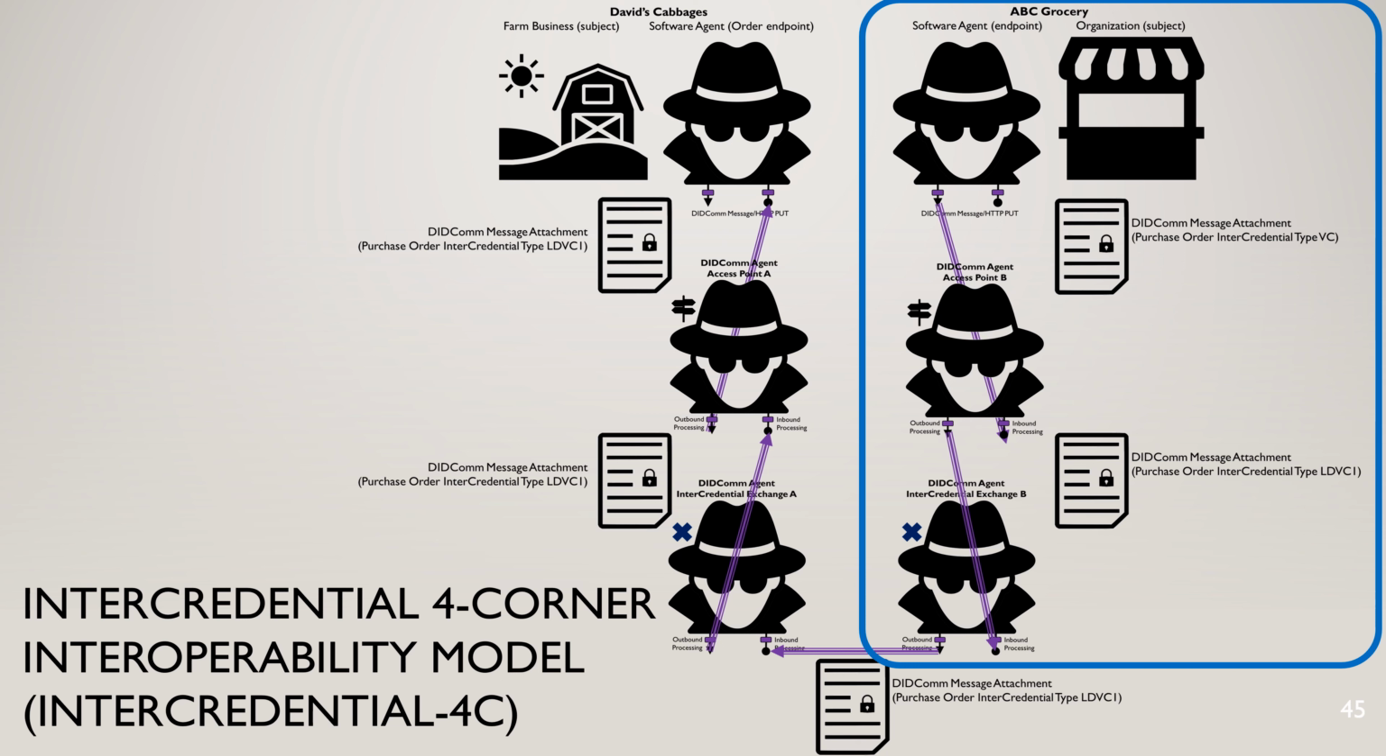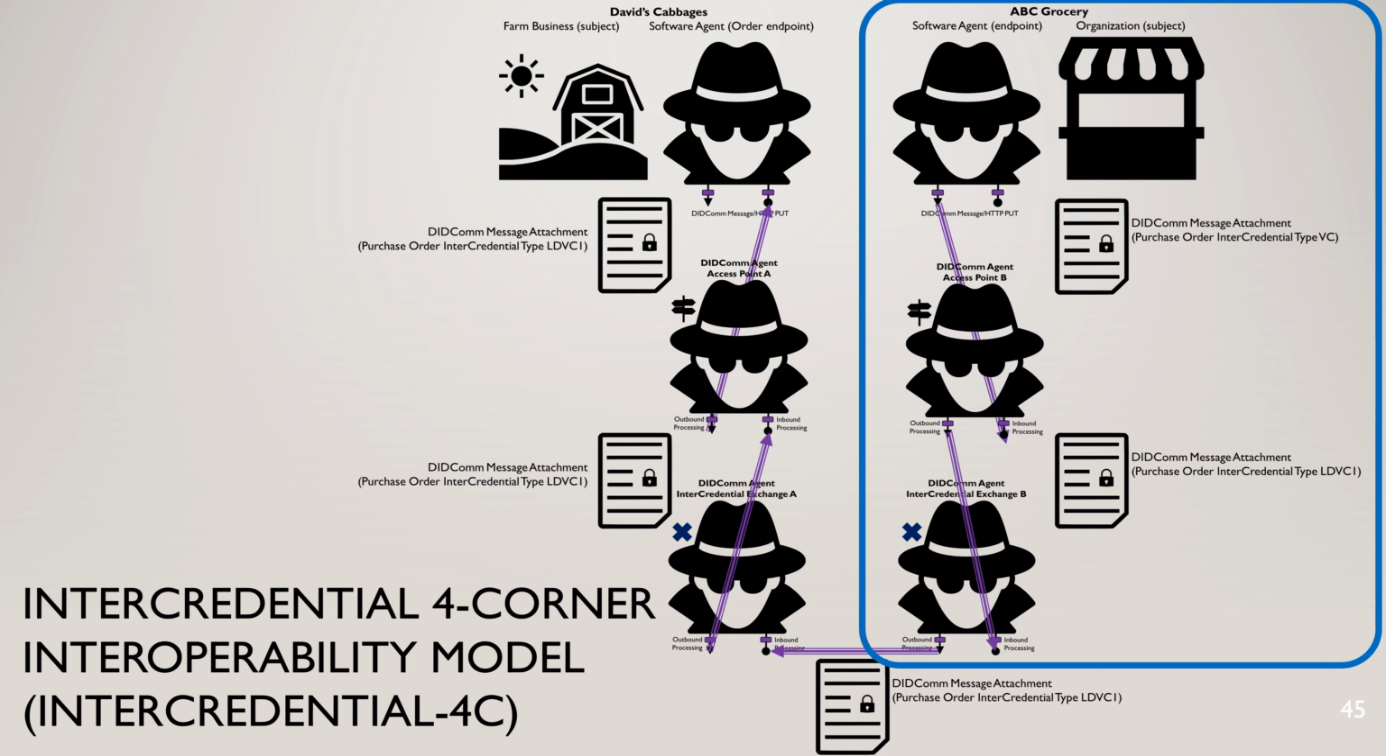Well, in the previous slide, we saw the four-corner InterCredential interoperability model. And I wanted to highlight actually a little bit of a problem in that model. On the right-hand side, we can see the sender side of this message passing where ABC Grocery is preparing a purchase order invoice. Natively, it's using InterCredential type VC, but David's Cabbages, through their agreement, wants to use LDVC1 InterCredential type.